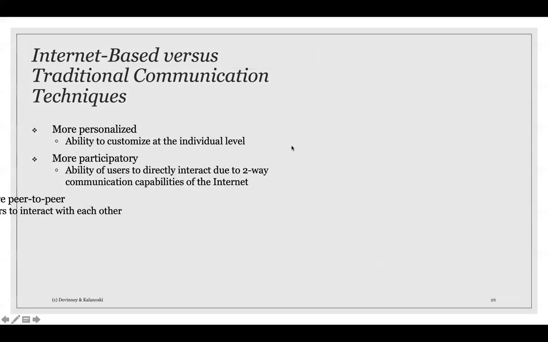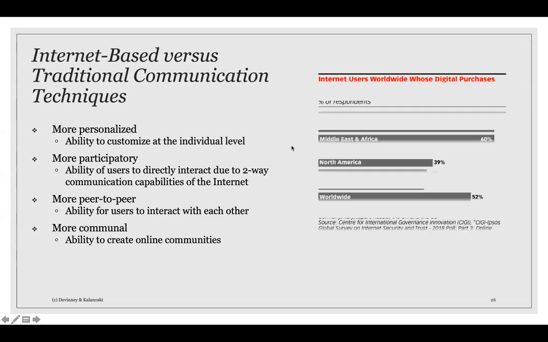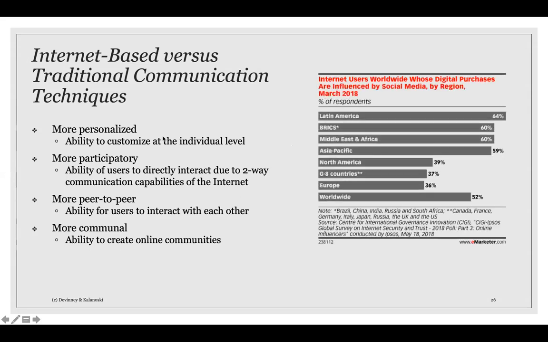And the nice thing about internet types of communications is that they have certain sorts of advantages. More personalized, participatory, more peer-to-peer, and more communal. And essentially these things work increasingly in environments in which there's a lack of trust or a lack of willingness to believe what the company's telling you. And therefore you rely more on things like peer-to-peer.